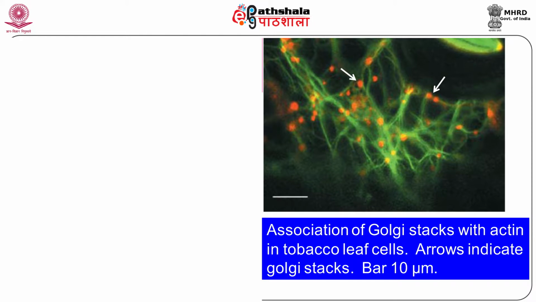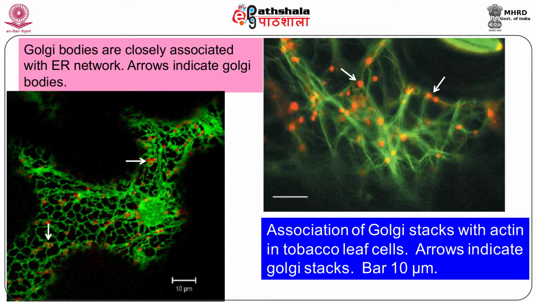In plants, the Golgi bodies are physically connected to endoplasmic reticulum surface and they interact with ER through a proteinaceous bridge consisting of COP2 proteins. Left hand side figure shows you association of Golgi with endoplasmic reticulum. The Golgi bodies are seen as red dots within the green network of endoplasmic reticulum.